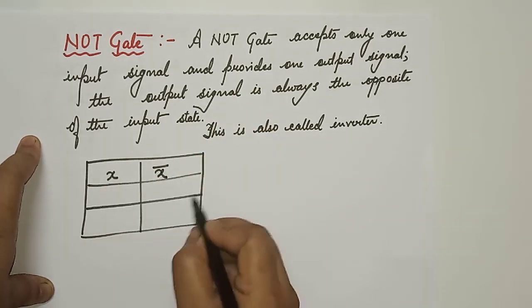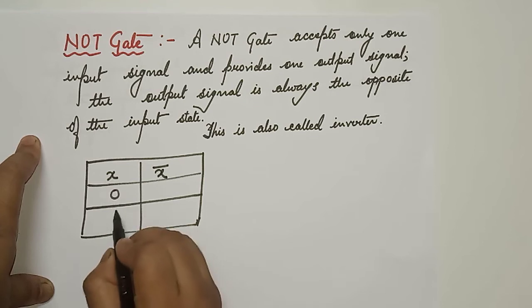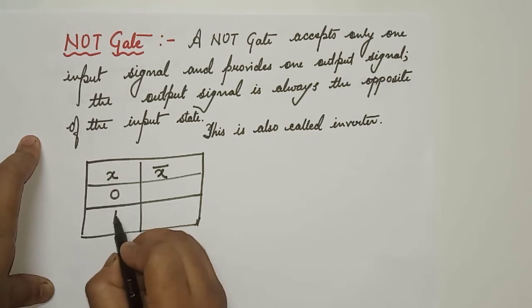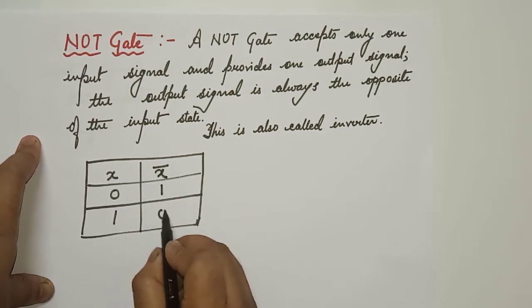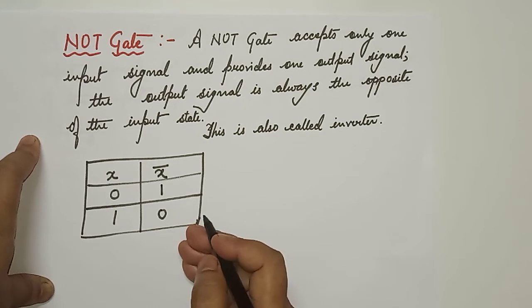So over here the possible values of x are 0 and 1. 0 is low voltage, 1 is high voltage. If you take the complement of this value, we will get the reverse one. So this is what basically a NOT gate does.